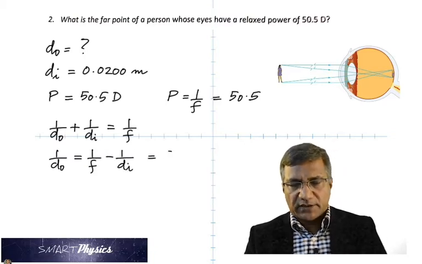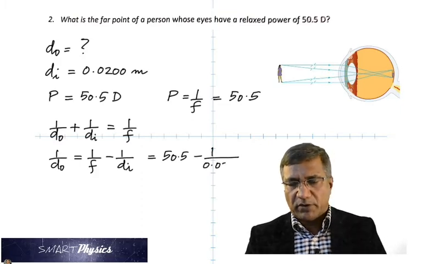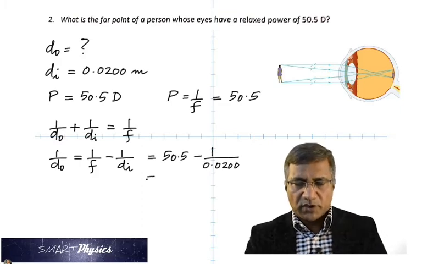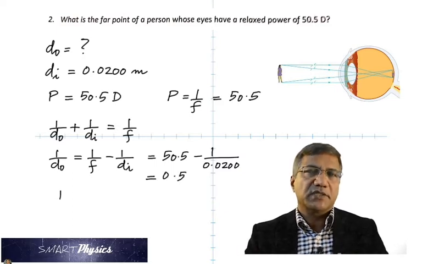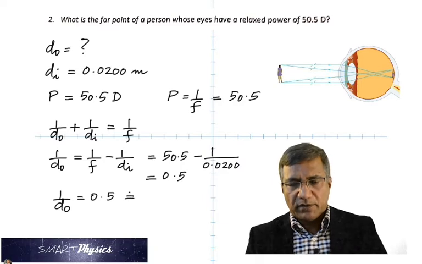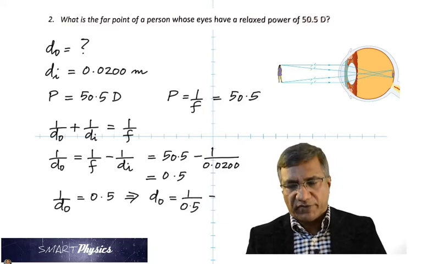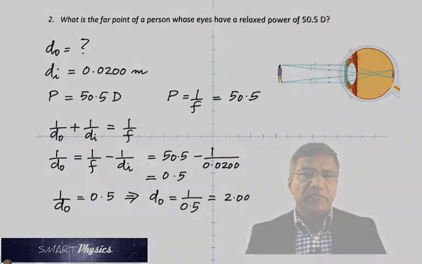We get that as 50.5 minus 1 by 0.02. So once you get 1 by DO, remember to take the reciprocal of that because we're looking for DO. So DO comes out to be 1 divided by 0.5, which is 2 meter.